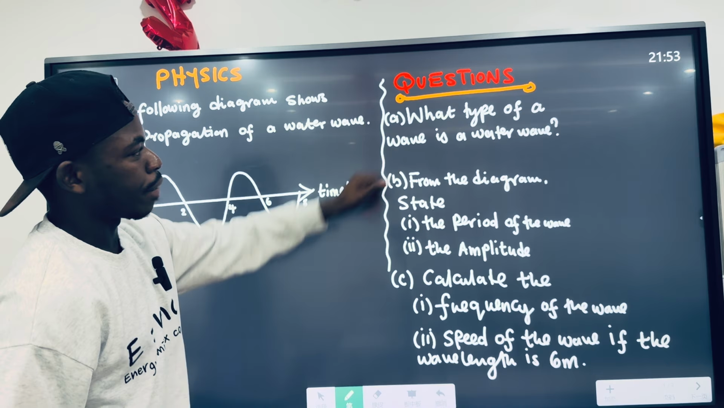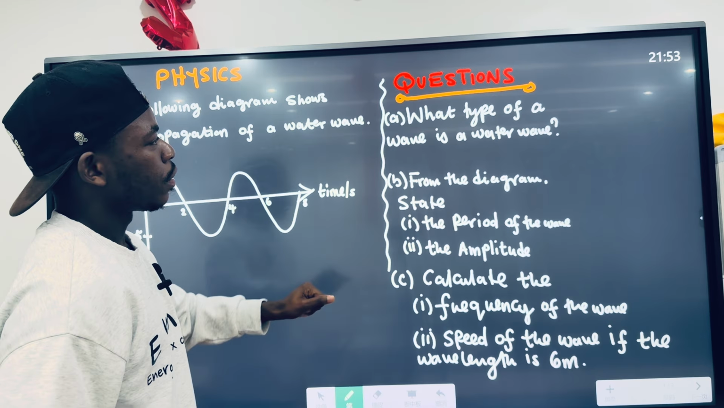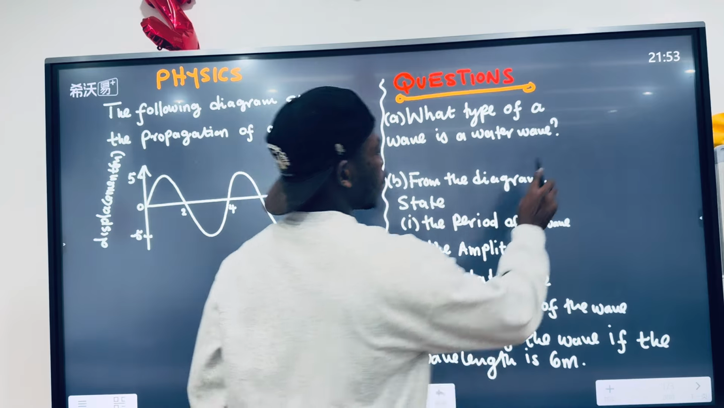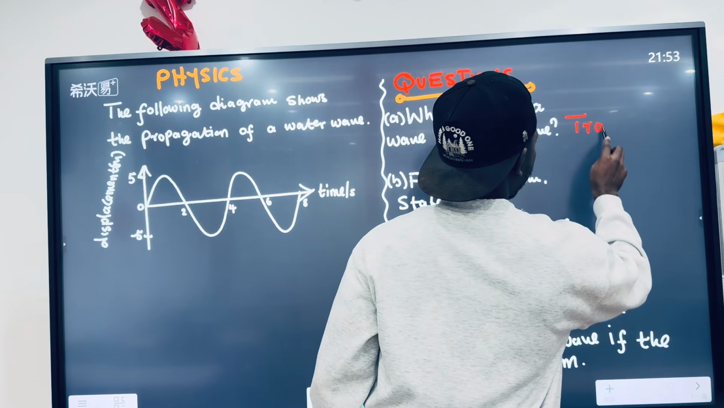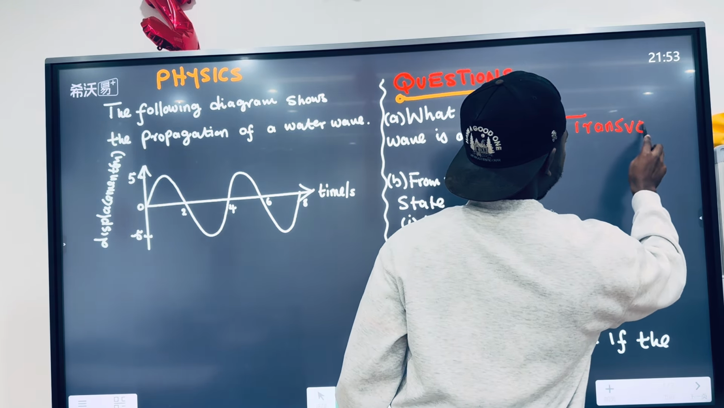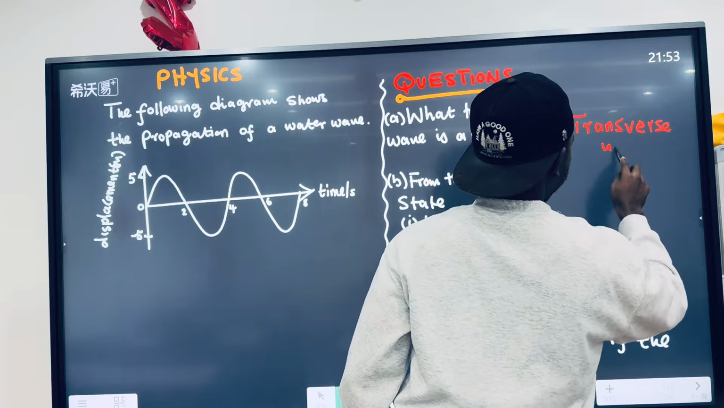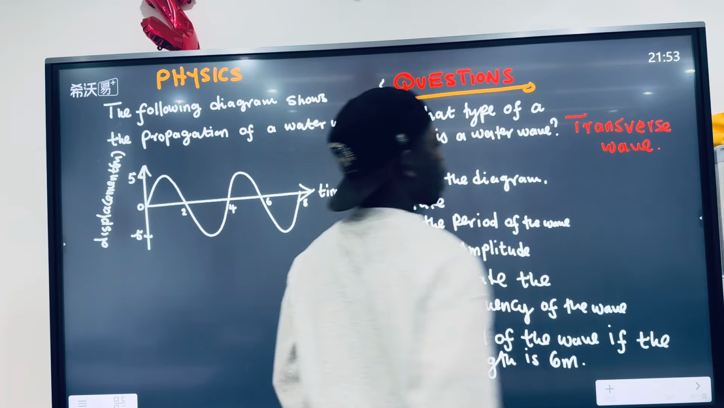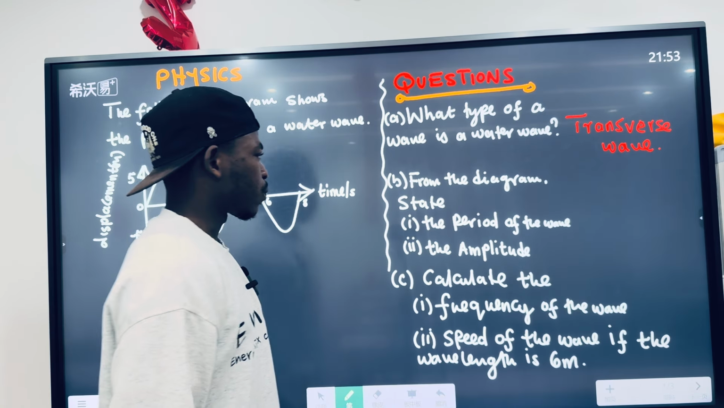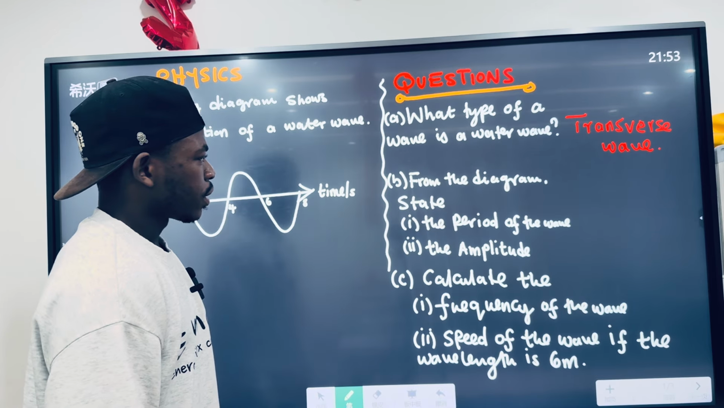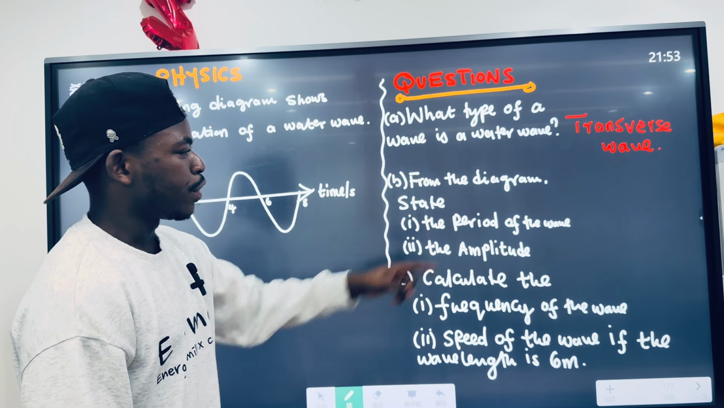Let's now go back here. So what type of wave is a water wave? We know that a water wave is a transverse wave. So that is the answer. Water wave is a transverse wave. The other question says, from the diagram, state the period of the wave.